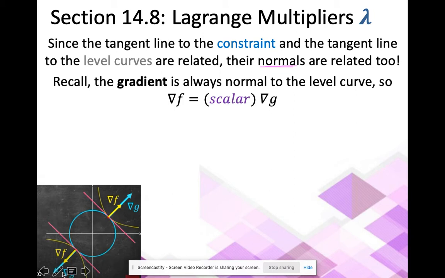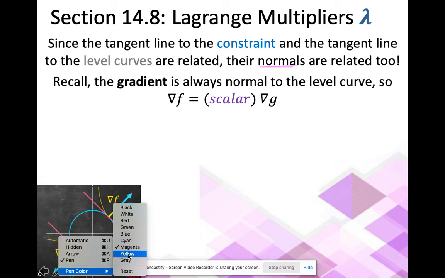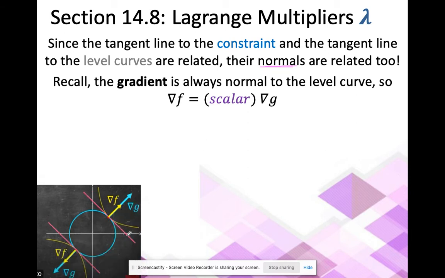So here is a picture where I have the tangent line that is shared between the level curve and the domain circle. The tangent line is shared, so are the normals. And the normals we get, the gradients from partials, are related. They are scalar multiples of one another. So the gradient of the surface at some points there on the domain circle are equal to a scalar multiple of the gradient of the constraint.